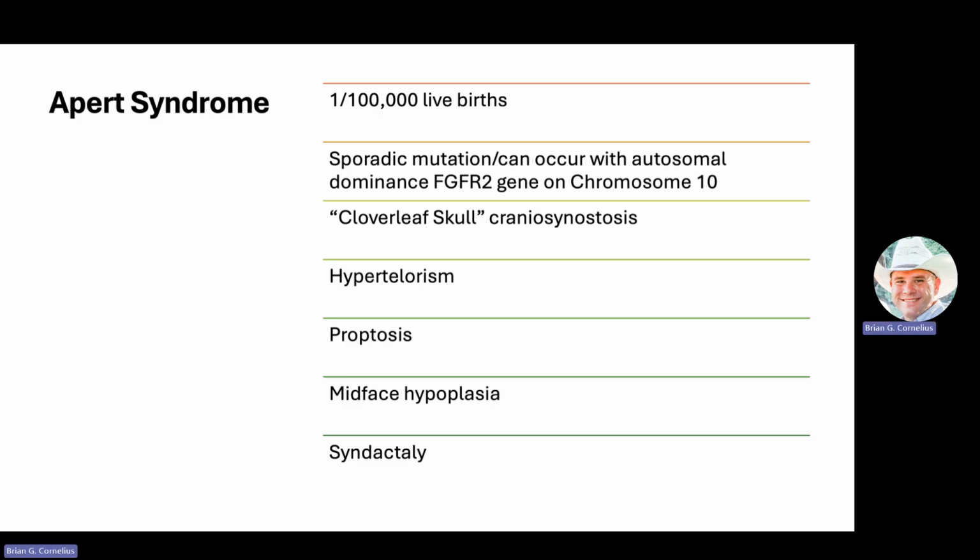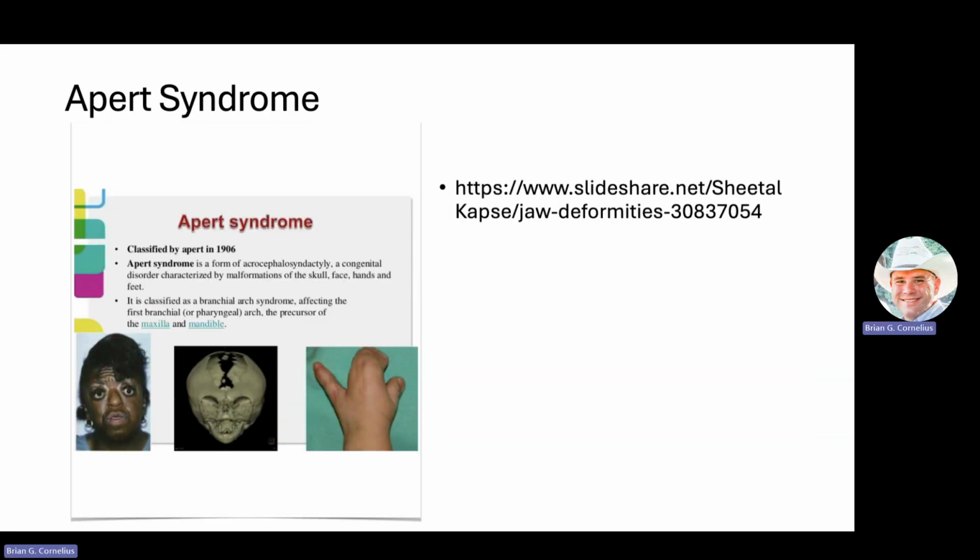Apert syndrome is one of those syndromes. Incidence is approximately 1 in 100,000. And what you see here is that they have a clover leaf skull craniosynostosis. Additionally, they tend to have syndactyly, mid-face hypoplasia, proptosis, and hypertelorism. And we're going to talk a little bit about those as we work through things. So this is an example of a visual recognition pattern for those patients. What you see is a combination of things here: malformation of the skull, the face, the hands, and the feet.